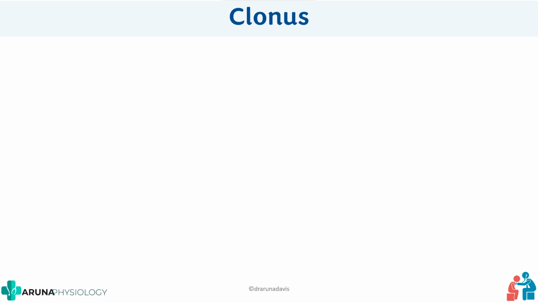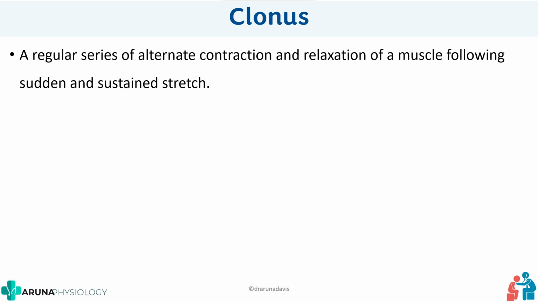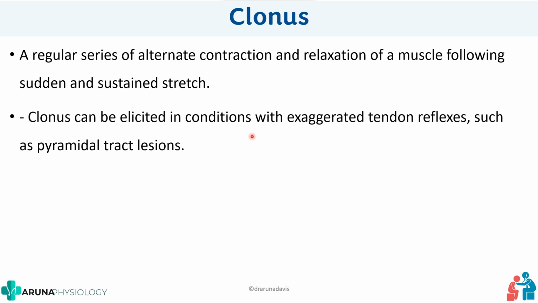And also, you must not forget to check for clonus. So what is clonus? Clonus is a regular series of alternate contraction and relaxation of a muscle following sudden sustained stretch. So why should we check for clonus? Because remember, in the grading we had 4 plus as hyperreflexia plus clonus. So if you feel that the person is having hyperreflexia, then you have to check for clonus also. Clonus can be elicited in conditions with exaggerated tendon reflexes such as pyramidal tract lesions.